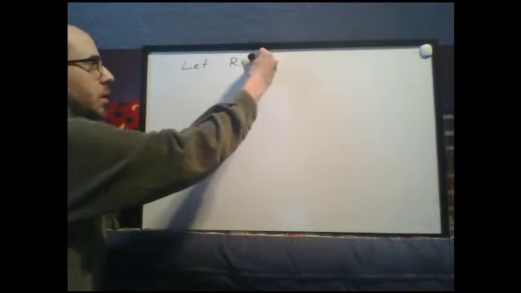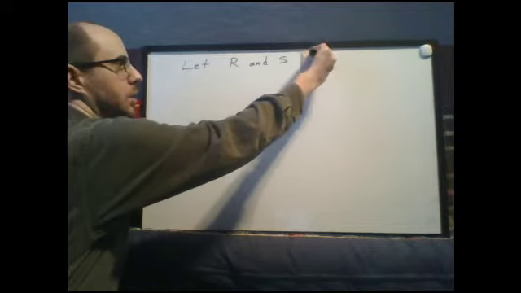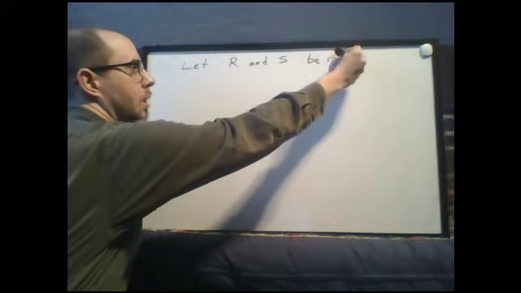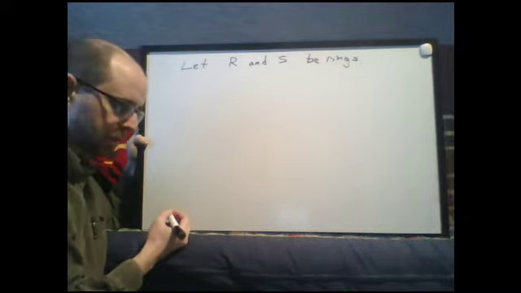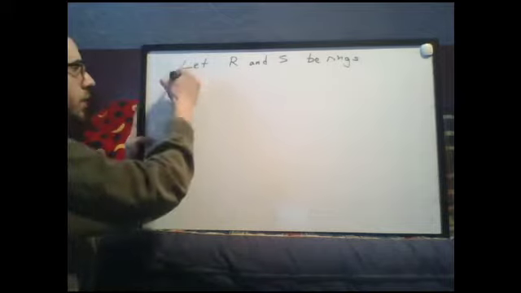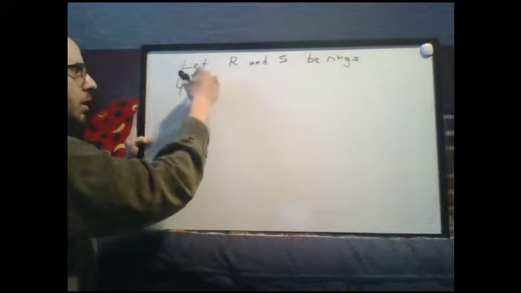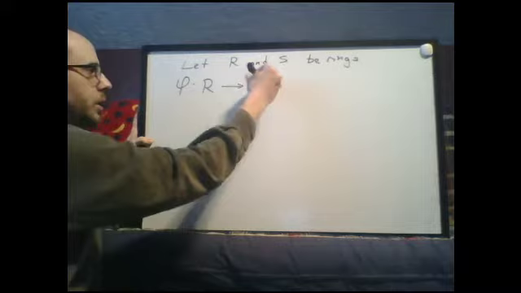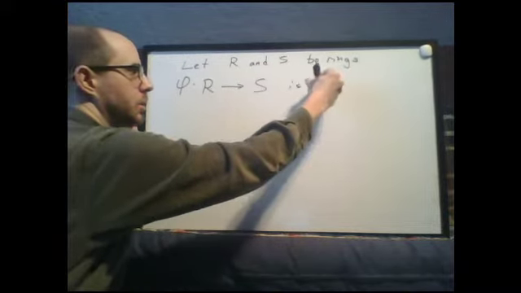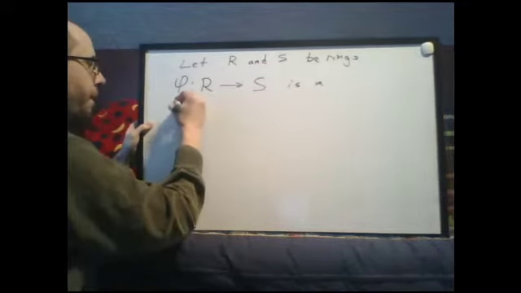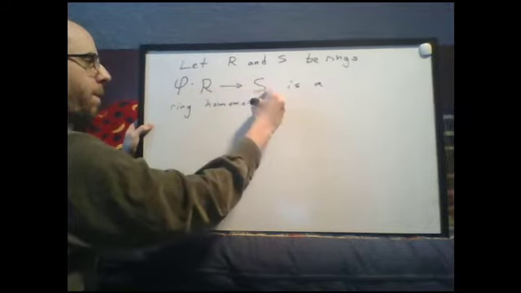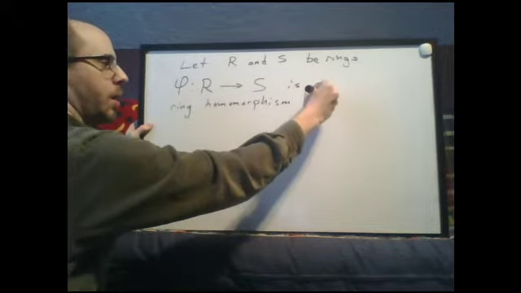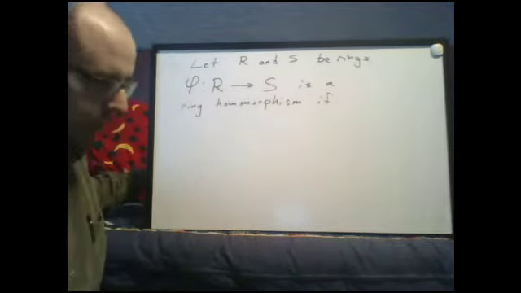So our last topic I want to talk about is ring homomorphisms. So let's define that. Let R and S be rings. A ring homomorphism is a function phi from R to S is a ring homomorphism if it satisfies two conditions.